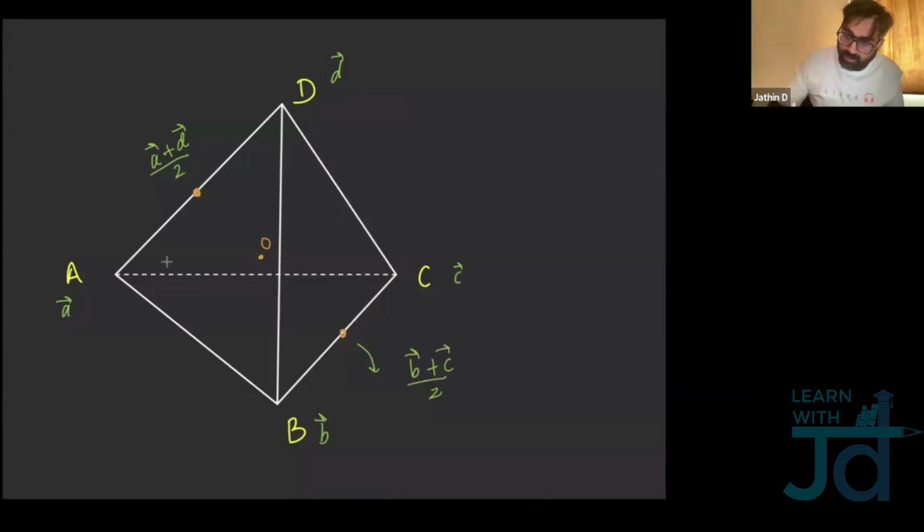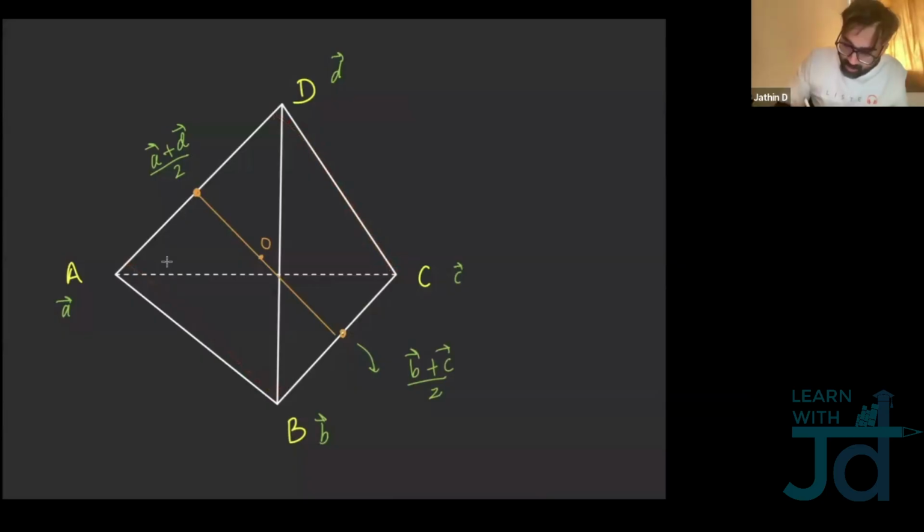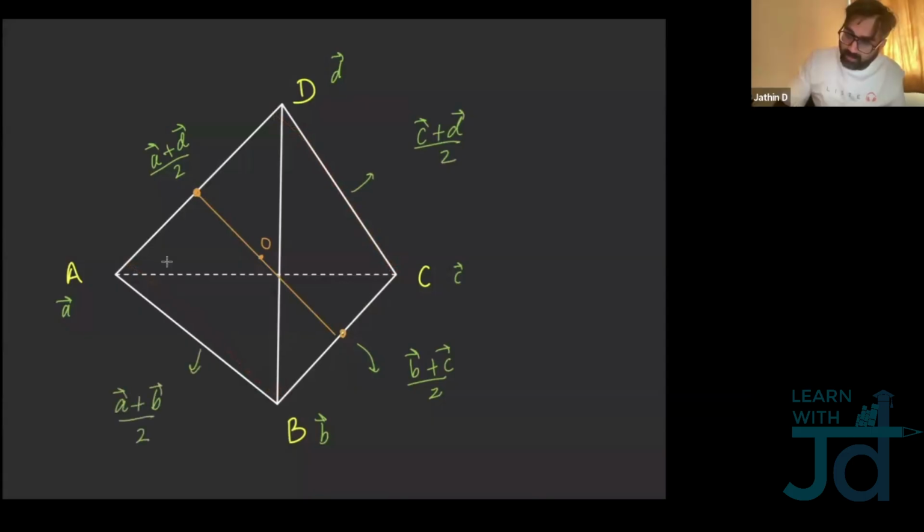Now I'm joining a line like this. Now, can I say these two are opposite? So this will be C vector plus D vector by 2, and this will be A vector plus B vector by 2. So this intersection point will be the centroid. And you can see, now A plus D by 2 and B plus C by 2.